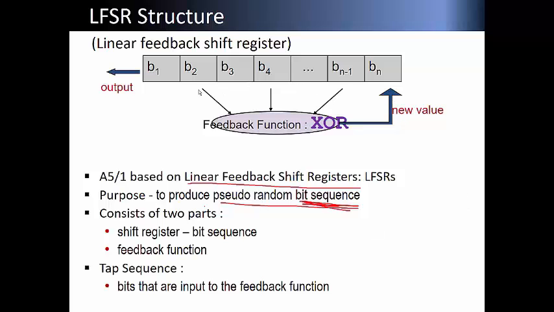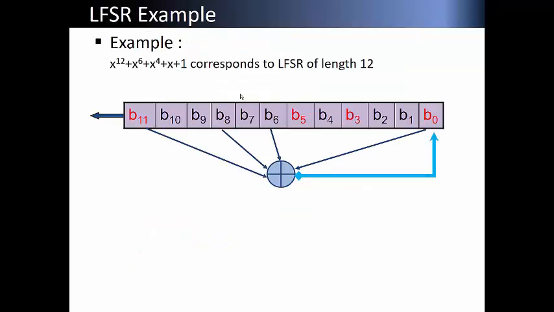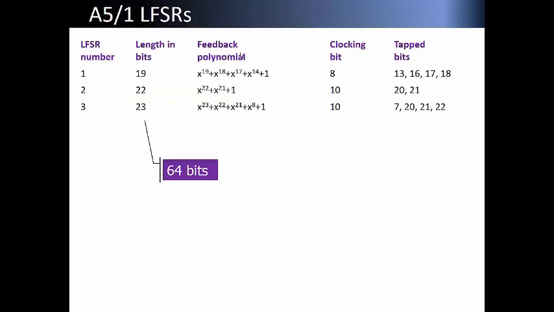So we set some bits for some special function that is done in this way. We use 3 feedback polynomials, okay? And then we set the clocking bit and tap the bit. This is very, very important. The lengths of this frame are 19 bits, 22 bits, and 23 bits. If we add them all, then that is 64 bits of LFSR, okay? You could increase this, or you could decrease this very nicely, right? But the basic idea is this.